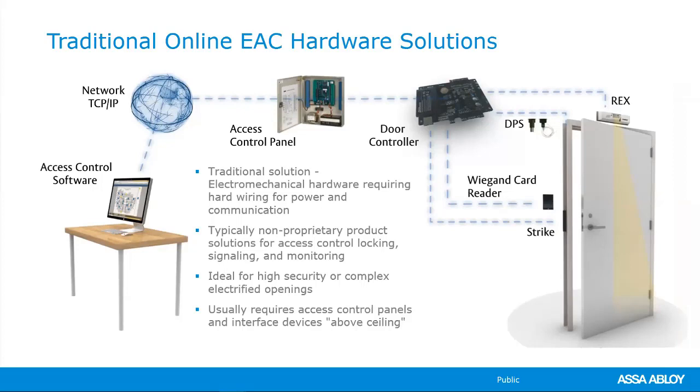Then at the top, you're going to see the REX, or the request to exit. What that does is when you leave the inside of a door, it shunts the alarm so it doesn't alert the access control system that somebody's trying to break in. And then finally, you have your DPS, or your door position switch. That lets the access control system know if the door is closed or not.